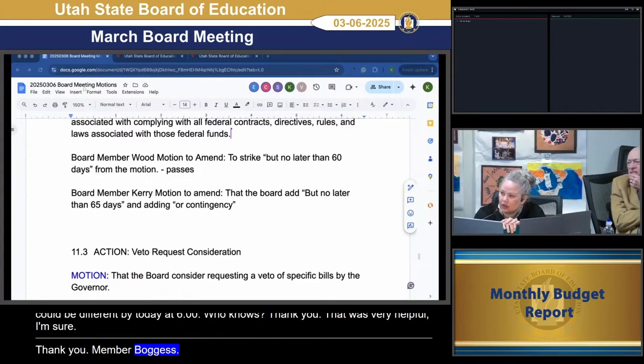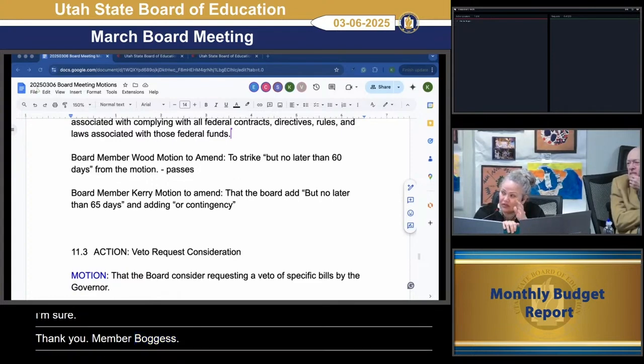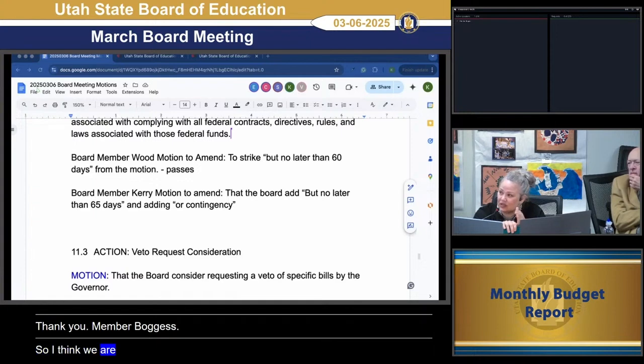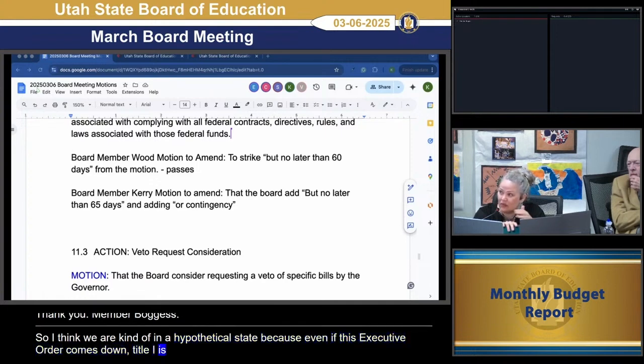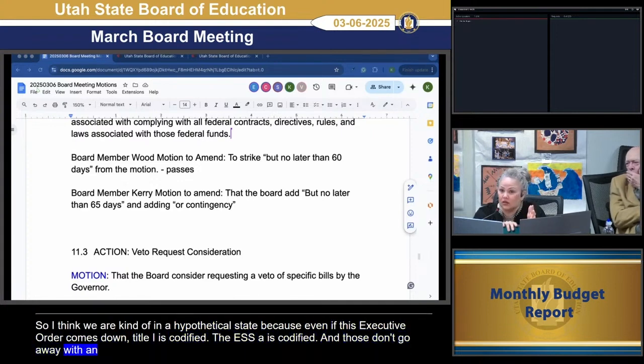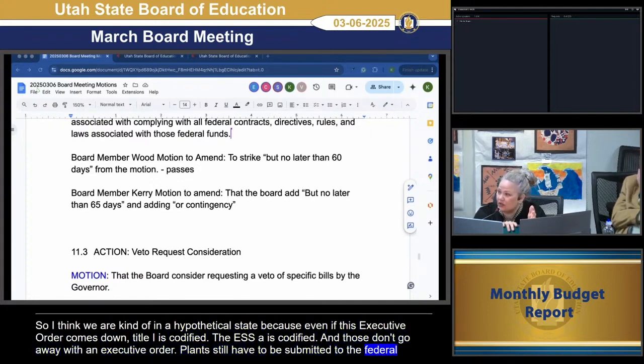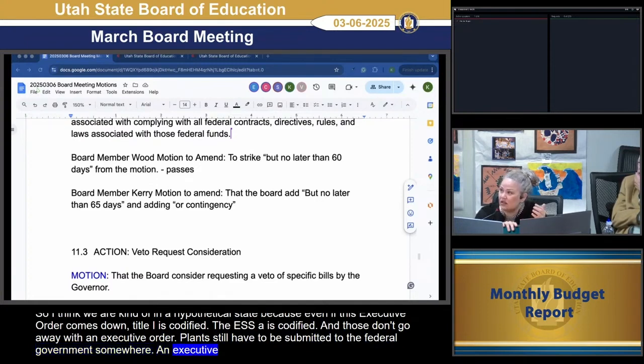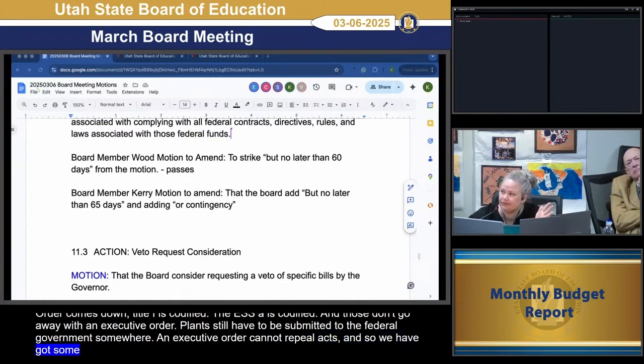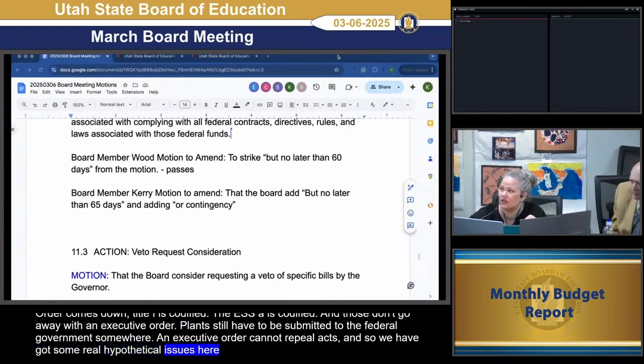So I think we're kind of in a hypothetical state, because even if this executive order comes down, Title I is codified, the ESSA is codified, and those don't go away with an executive order. Plans still have to be submitted to the federal government somewhere. An executive order cannot repeal acts, and so we've got some real hypothetical issues here. I think we're in a space where we need to, actually, I'm going to go ahead and just call the question.